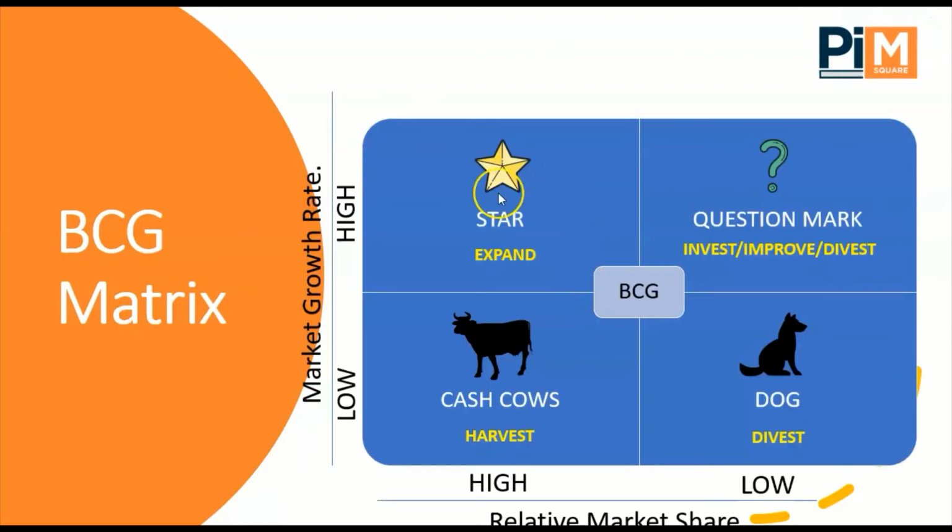So if you see, the stars have high growth rate as well as high relative market share. These stars yield much growth rate as well as market share, and going further, the stars will slow down and fall into a cash cow. In stars, the SBUs can be planned for expansion, but slowly they will fall down into the cash cows, where you will harvest your business.